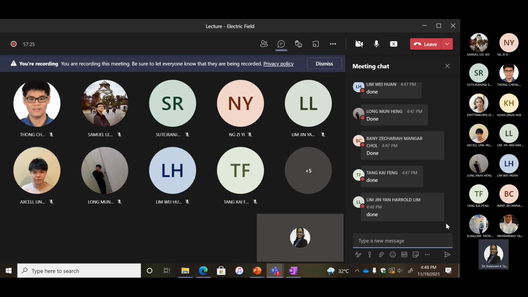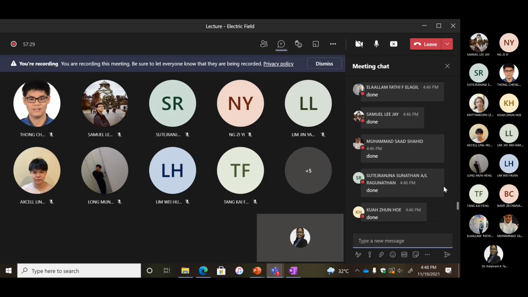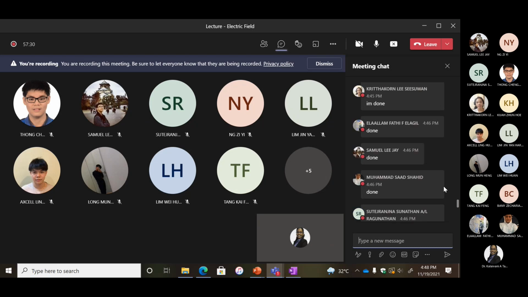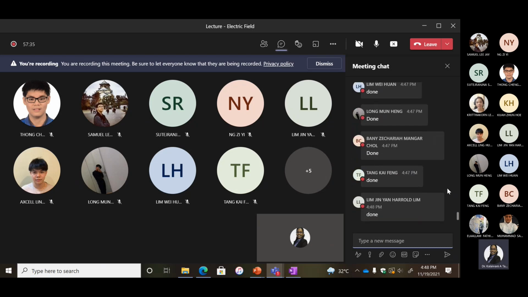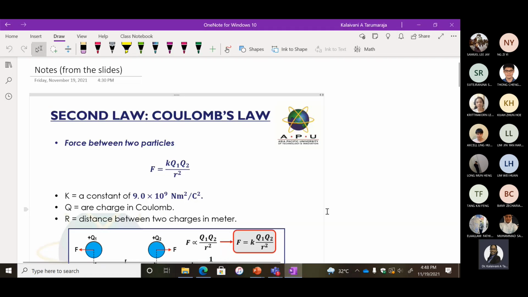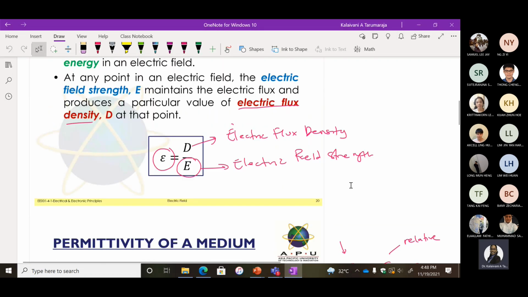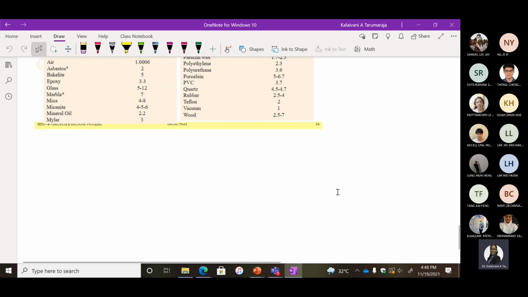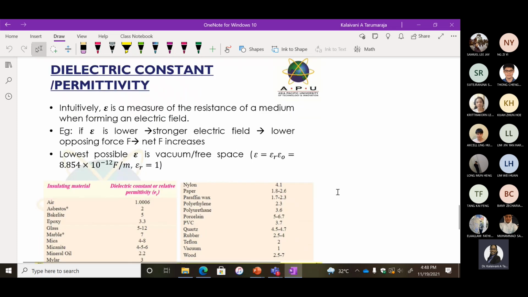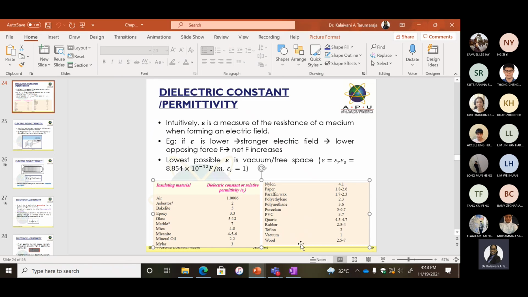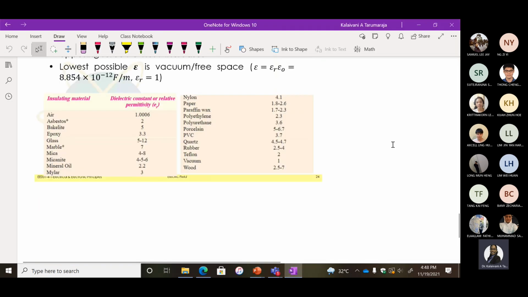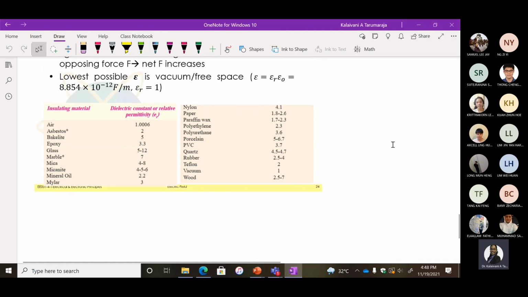Before we start with the Q&A section, I just want to give you one explanation. You may have a look at slide number 24. In slide 24, have a look at the pink box here.